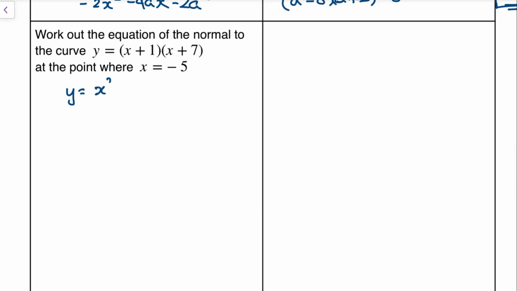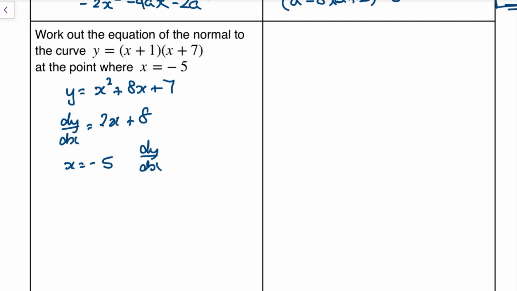So if I expand my equation, I've got x squared plus 8x plus 7, which means if I differentiate it, that means dy dx is equal to 2x plus 8. So at x equals minus 5, my gradient is going to be, so let's do this carefully, 2 times minus 5 is minus 10, minus 10 plus 8 is minus 2, and that's the gradient of the tangent to the curve at that point. But I want the gradient of the normal, so therefore I'm going to write this down so it's clear. So the gradient of the tangent is minus 2, which means the gradient of the normal is the negative reciprocal, which is plus a half.